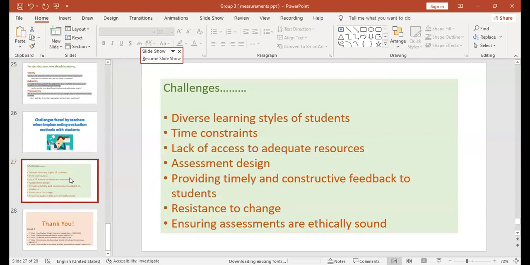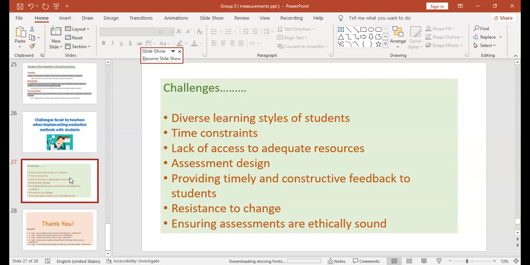The next one is time constraint. If there is a big crowd of students, teachers may find no time to assess or evaluate each student. Next one is lack of access to adequate resources. Lack of technology or materials may be a challenging factor for teachers when evaluating each student.